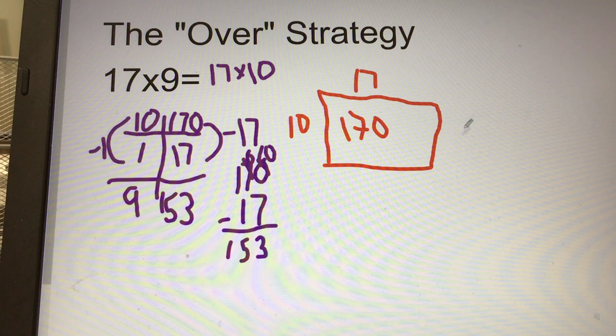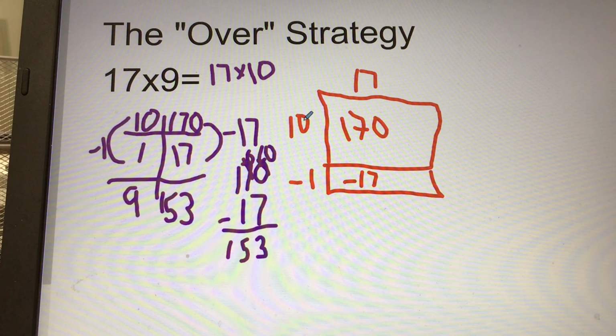Now, again, with my over strategy, okay, I really want that 10 to be a 9. Okay, so I have to take away one group. Okay, so if I take away one group, and you know what I'm doing? I'm actually going to put a minus here, so that reminds me that I'm taking away that one group. So one group of 17 would really be telling me to take away 17. Okay, if you don't need to put that subtraction sign there, as a reminder, you don't have to. I like to have it there.